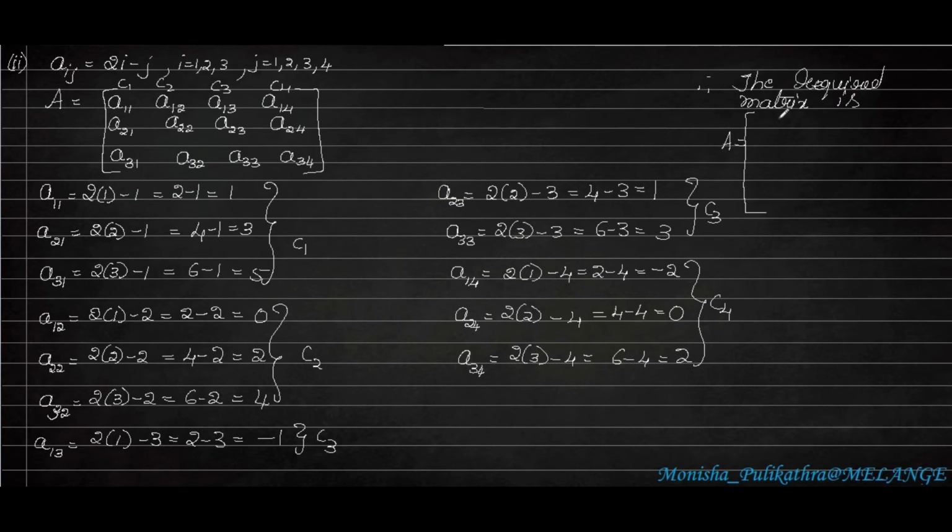so first column that is 1, 3 and 5, and second column 0, 2 and 4, third column minus 1, 1, 3 and fourth column minus 2, 0 and 2. So this is the required matrix. I hope you understood this.